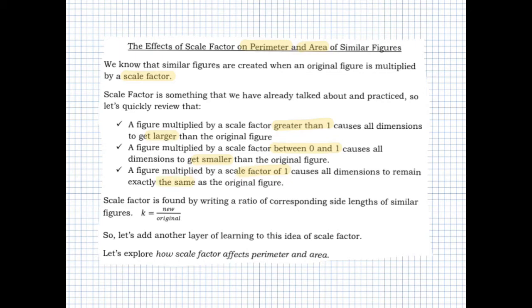Scale factor is found by writing a ratio of corresponding side lengths of similar figures. More specifically, we know that ratio to be k is equal to the new side length over the original side length. So now let's add another layer of learning to this idea of scale factor. Let's explore how scale factor affects perimeter and area of similar figures.